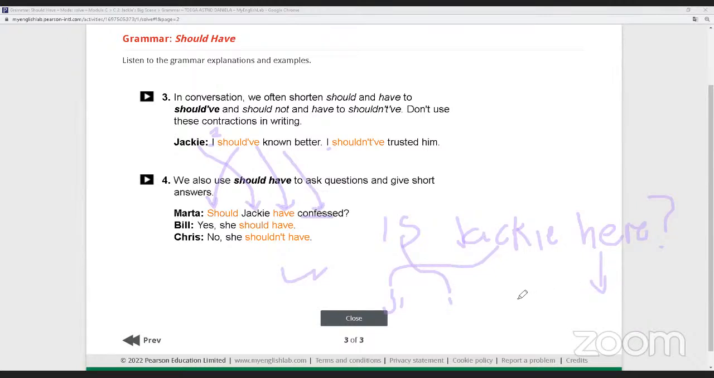Ese es un tip tal vez que vamos a poder tener en algunos ejercicios que vayan a contener, cambiar el orden o tal vez ordenar, nos dan oraciones desordenadas, palabras desordenadas y tenemos que formarlas. So that's a great tip that's gonna help you.